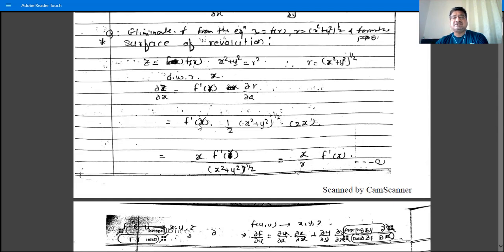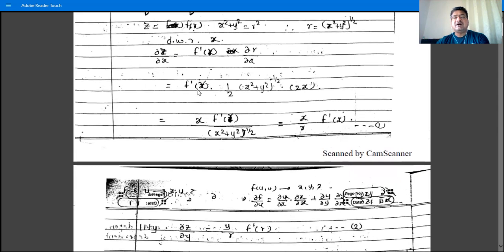That is f dash r, ∂r/∂x. This is the r. So its derivative with respect to x is what? 1/2 (x square plus y square) raised to 1/2 minus 1, which is minus 1/2, into the derivative of x square plus y square, which is 2x. With respect to x, derivative of x square is 2x, derivative of y square is 0.